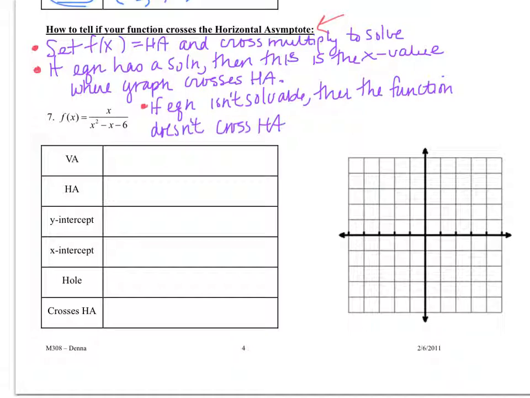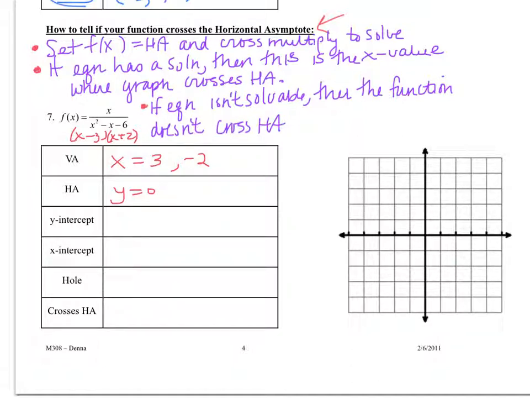Okay, so to go ahead and take a look at this problem, we would first factor our denominator, x minus 3, x plus 2, giving us vertical asymptotes at x equals 3 and x equals negative 2. For my horizontal asymptote, since the degree of the numerator is less than the degree of the denominator, my horizontal asymptote occurs at y equals 0.